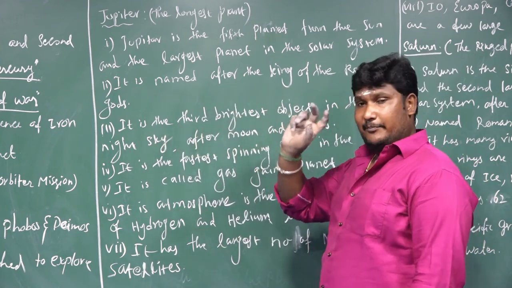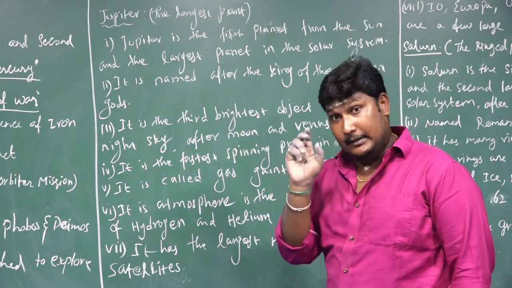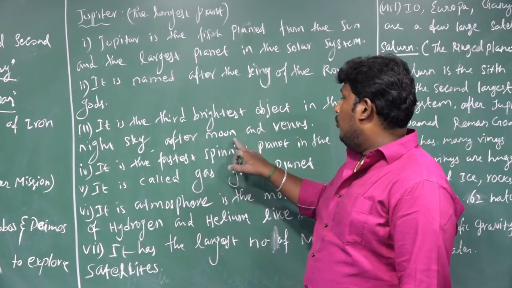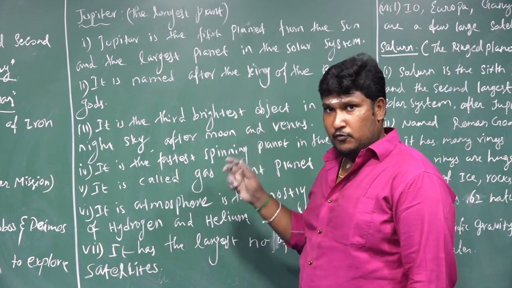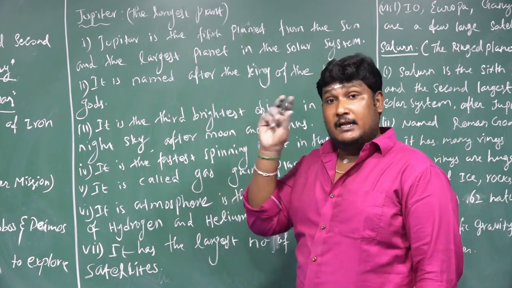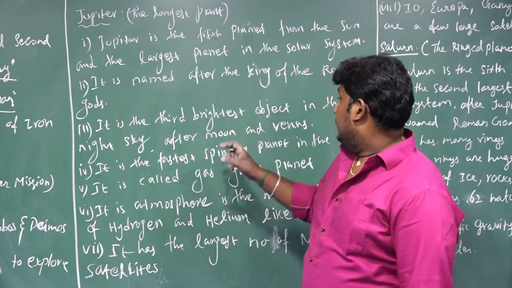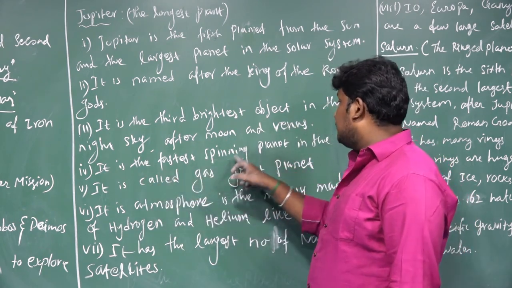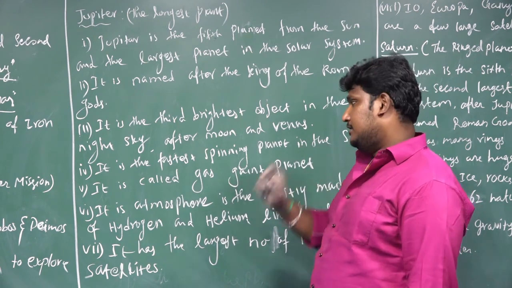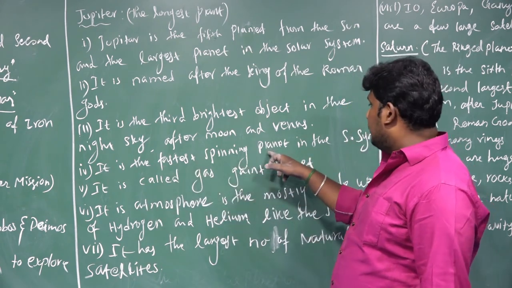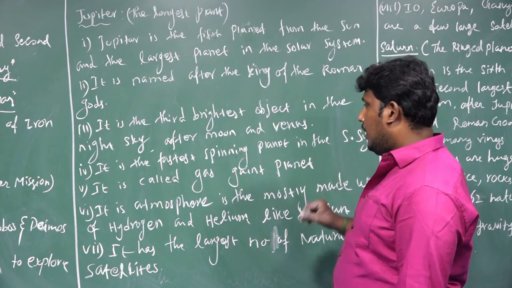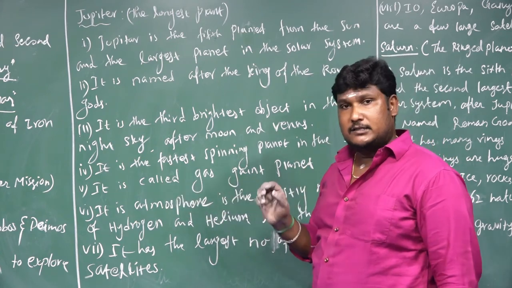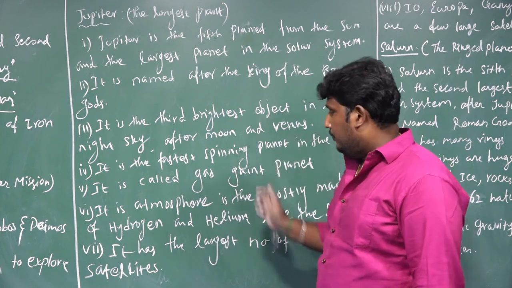It is the third brightest object in the night sky after Moon and Venus. It is the fastest spinning planet in the solar system. It is called a gas giant planet.